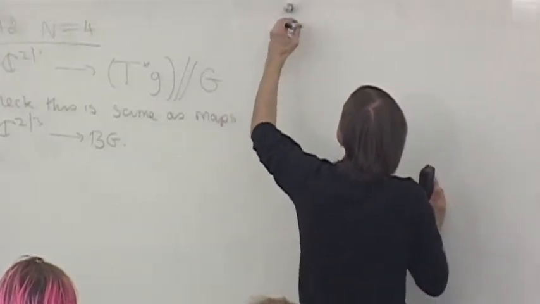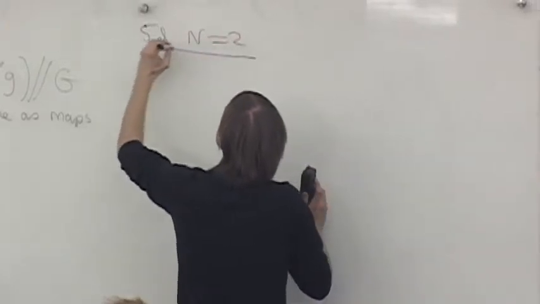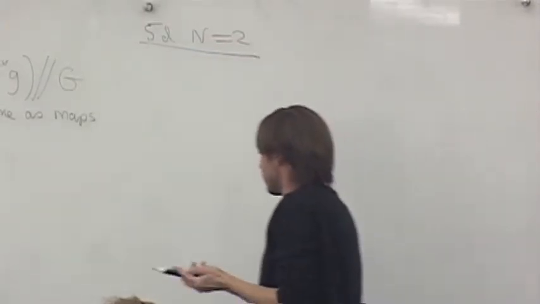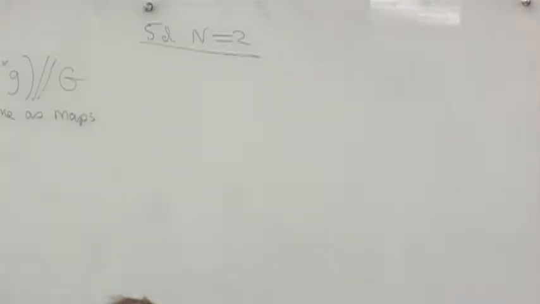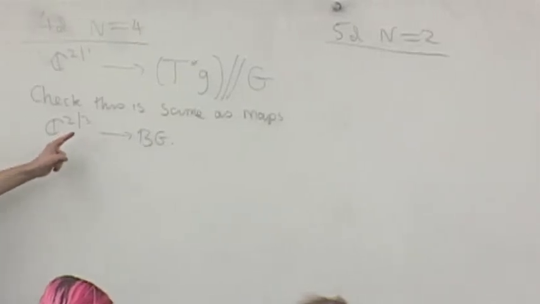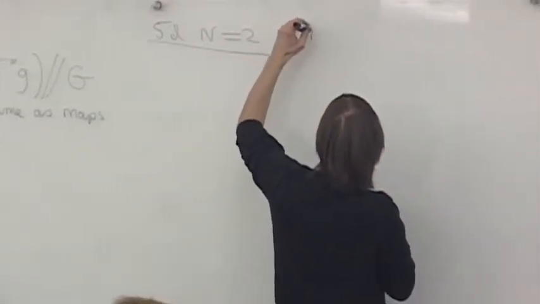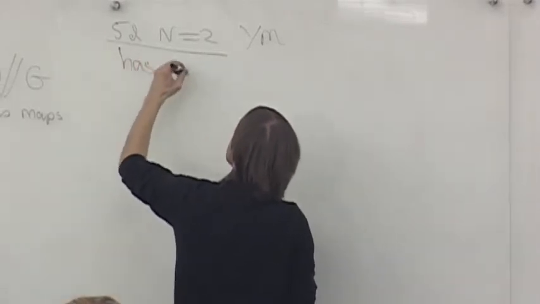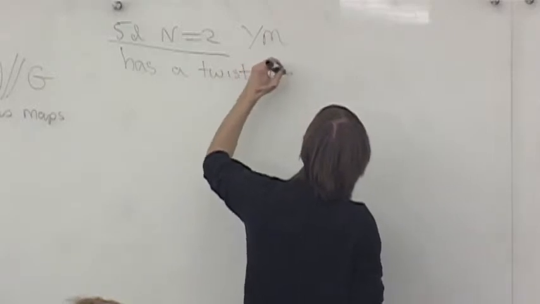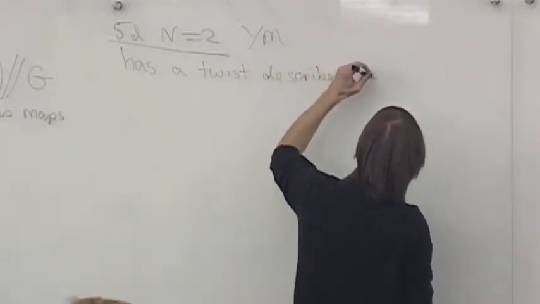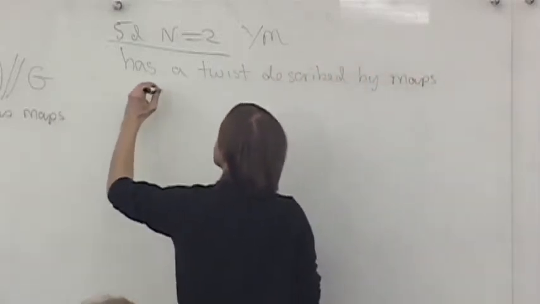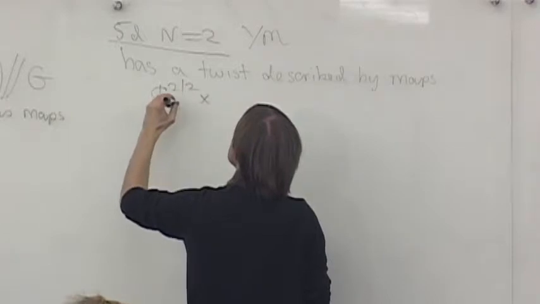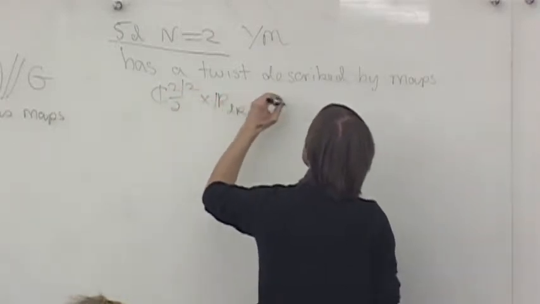So next, we go to 5D, 5D N equals 2. What's the idea? We've seen that every time we have an odd direction, that has the potential to come from a topological circle in one higher dimension, just because the cohomology of the circle is C joined with epsilon, where epsilon is an odd parameter. So that is indeed what we find. We find that the 5D N equals 2 Yang-Mills has a twist which is described by maps from C^{2|2} to the classifying space BG.